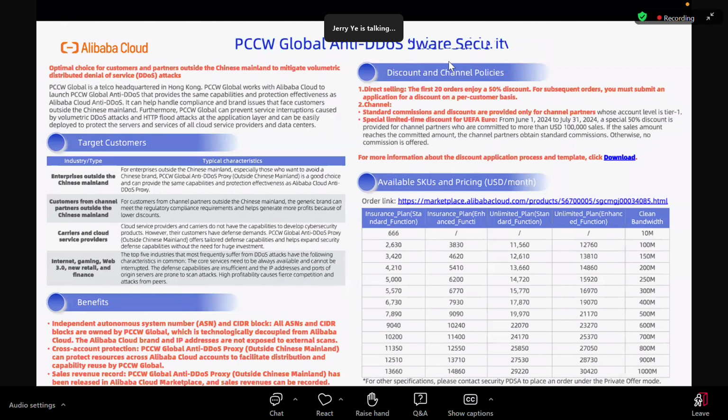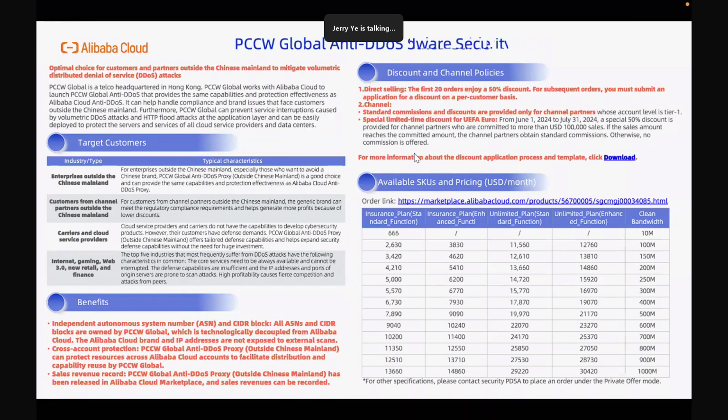For channel partners, the standard commissions and discounts are provided only for channel partners. And we have a special limited time discount for UEFA Euro. Then you can check the order link.